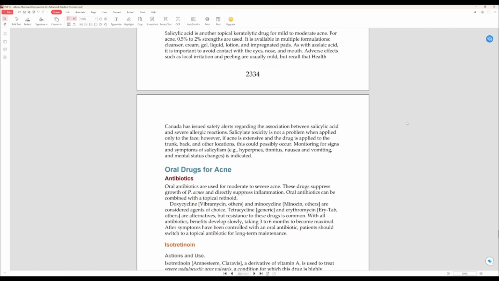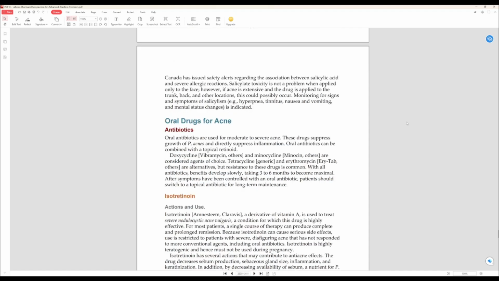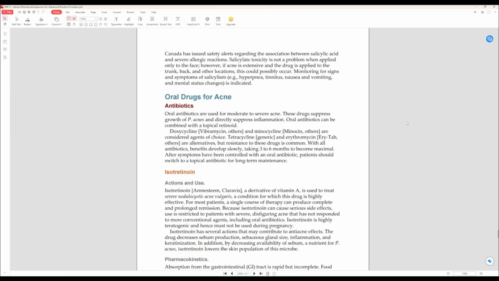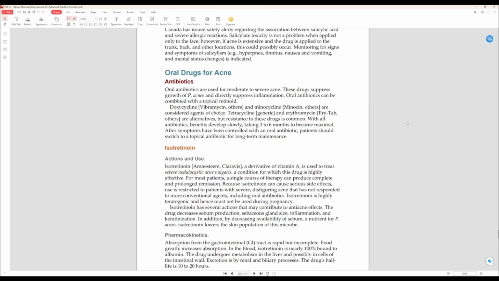Which now brings us to the oral drugs for acne, starting off with our antibiotics. Oral antibiotics are used for moderate to severe acne. These drugs suppress the growth of P. acnes and directly suppress inflammation. Oral antibiotics can be combined again with the topical retinoids.